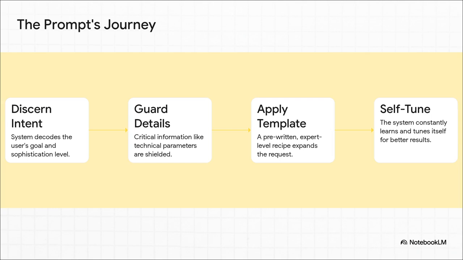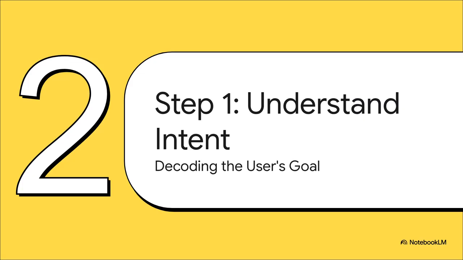This whole journey really breaks down into 4 key stages. First, the system has to figure out what you really mean. Then it has to protect any of the important details you've already given it. After that, it applies the perfect template to build out the request. And maybe the coolest part of all, the system is always learning how to do its job even better. All right, so let's get into it.